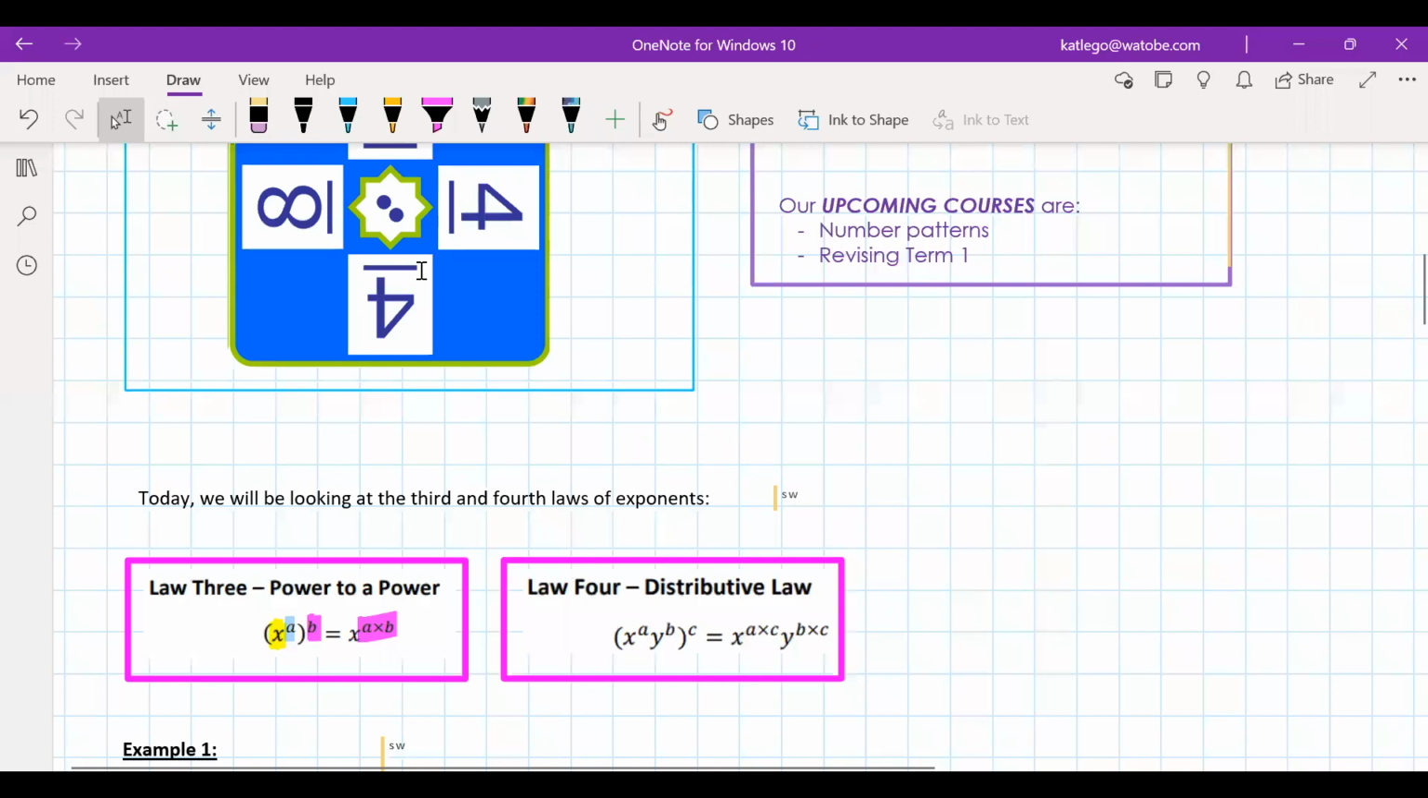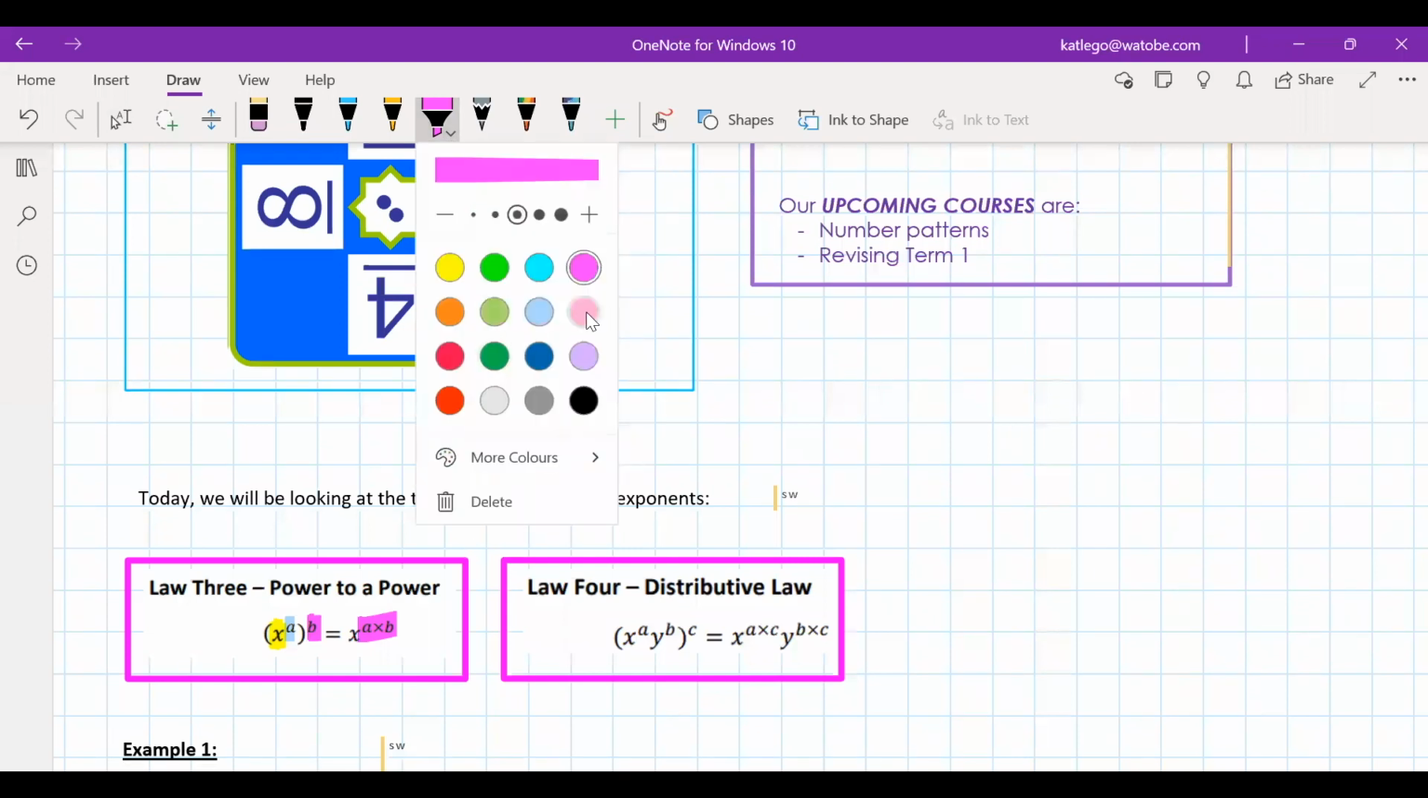Okay? And then law number 4, which we have titled the distributive law. Distributing means you give one to everyone, right? So if you have sweets and you're distributing them, you give to everyone.